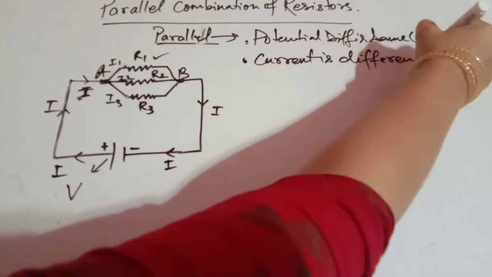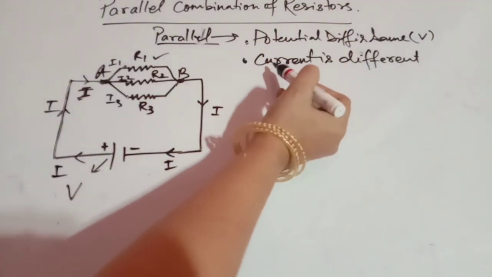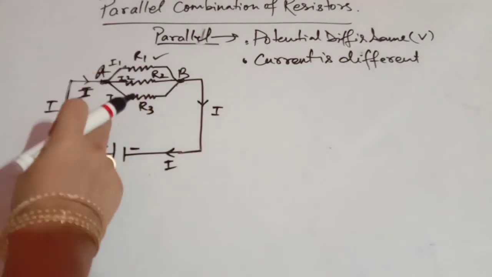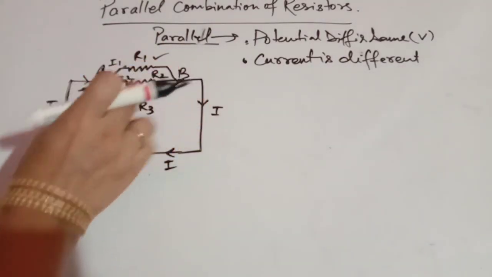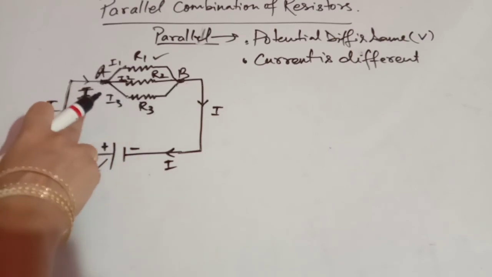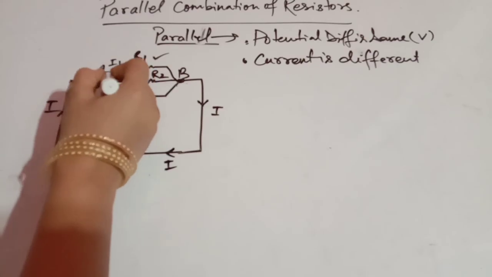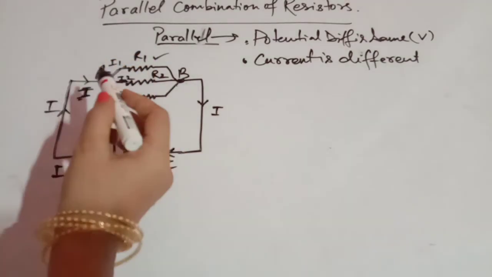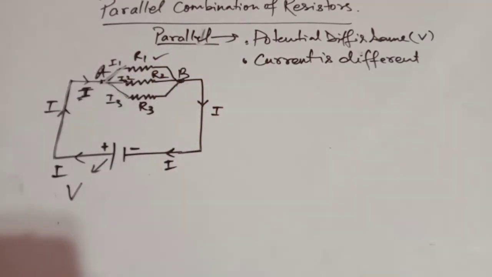In the series combination, what did we learn? We learned that the current is same, but the potential difference is different. But here in the parallel combination, the potential difference across the ends of the resistors is same, but the current is different for all the three paths. So now we have to again find the values of I1, I2 and I3 for the three different resistors by using Ohm's law.